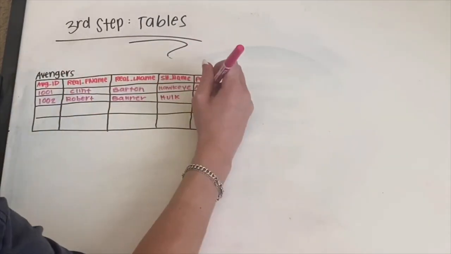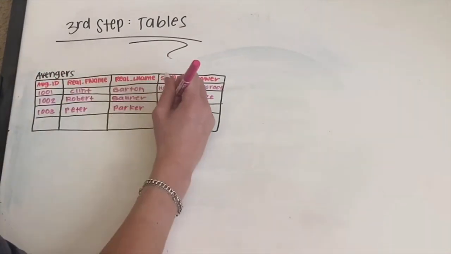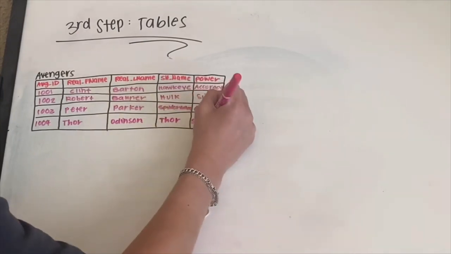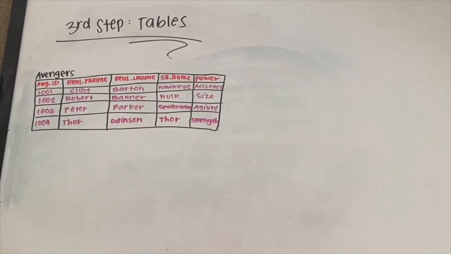Something to note with creating tables is the importance of using a consistent naming standard. Today we're going to use plural nouns as table names, like Avengers, and separating column names with underscores.